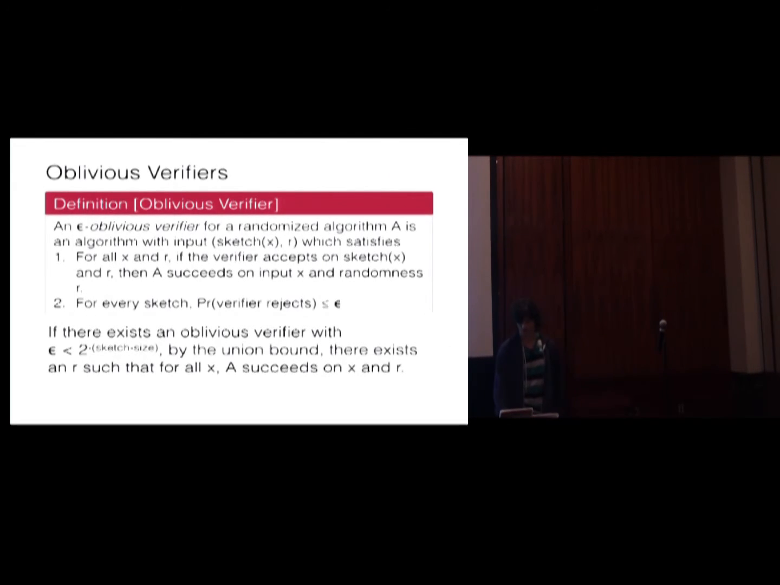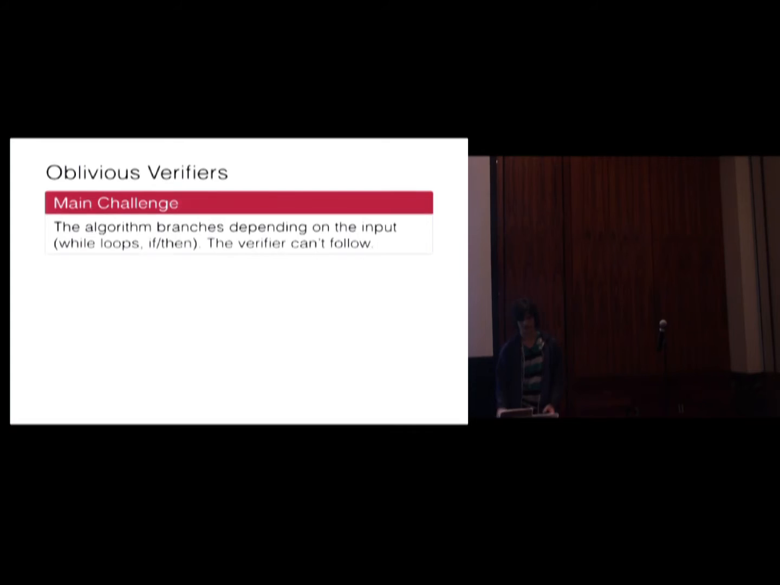On the other hand, what's hard about constructing the oblivious verifiers? The main challenge is that the randomized algorithm might branch depending on the input, and the oblivious verifier doesn't actually have the whole input. The oblivious verifier has only a sketch. So if the algorithm reaches some if statement, the verifier might not know if the input satisfies the if statement or not, but somehow we still have to argue about whether our algorithm will succeed or not.